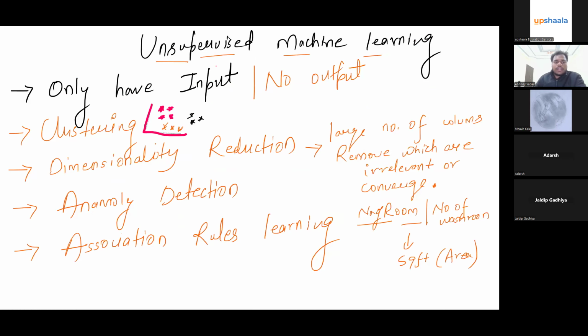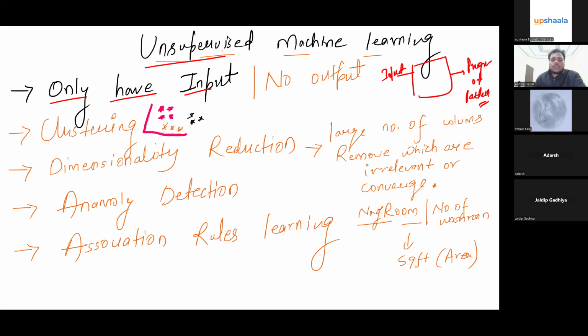After that, we will see unsupervised machine learning. So what happens in unsupervised machine learning? You will have only input. You don't have any kind of output. You will have only input over here, and you will have one program, or you can say the pattern.